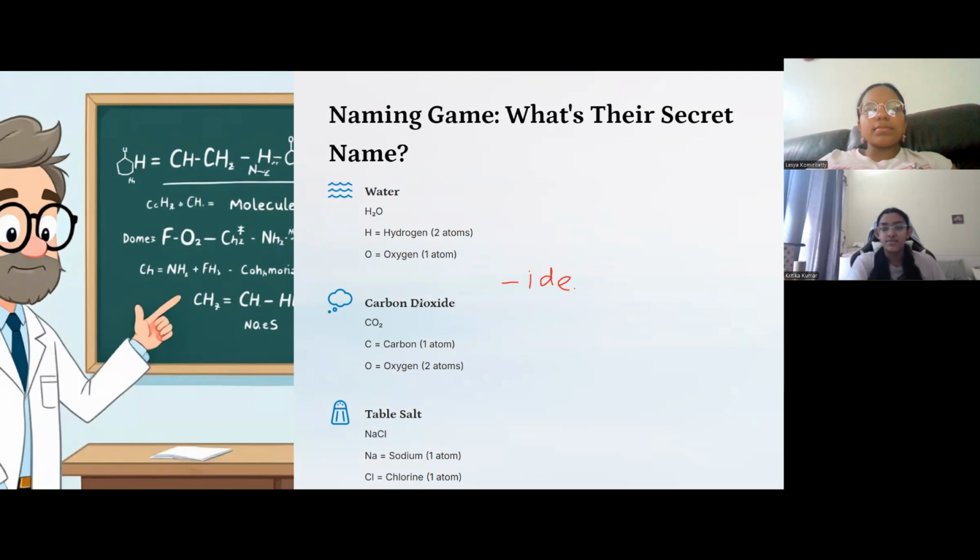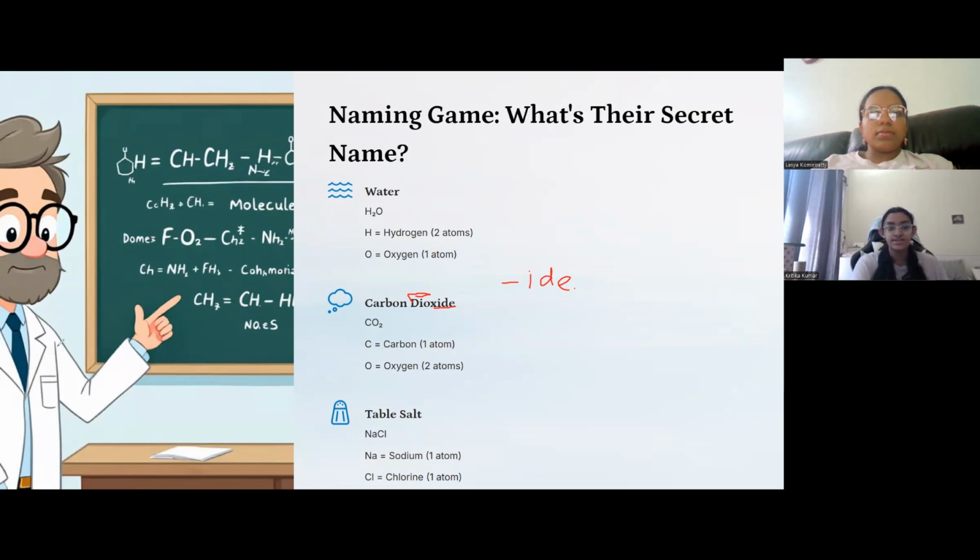And then we have carbon dioxide. Notice, it still ends with ide. This is CO2, and di means two, so carbon dioxide means two oxygen atoms and one carbon atom. And then we have table salt, which is NaCl, made of one sodium and one chlorine atom. So chemically, we're going to call this sodium chloride. So it always ends with ide.